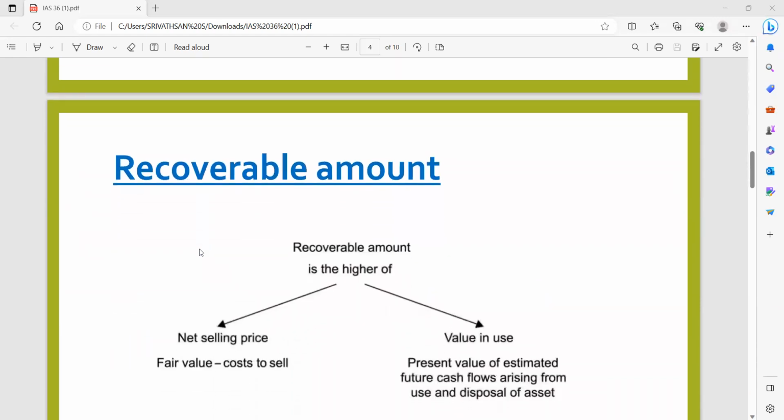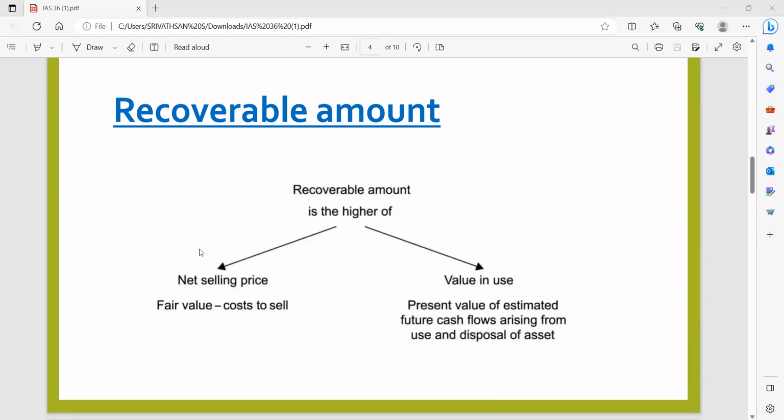So what is the recoverable amount? Recoverable amount is the higher of net selling price and value in use. So let's discuss what net selling price is first. Net selling price is calculated as the difference between fair value minus costs to sell.